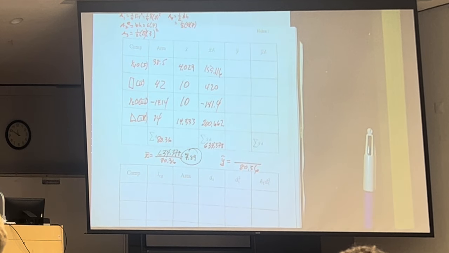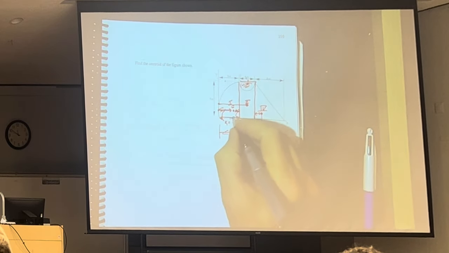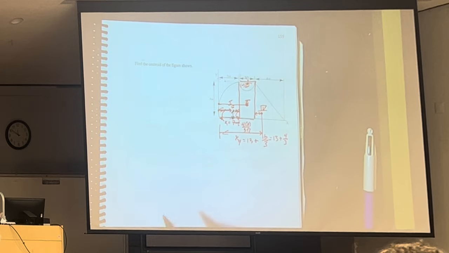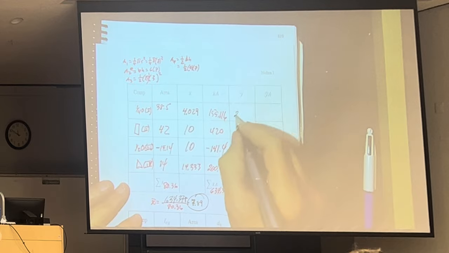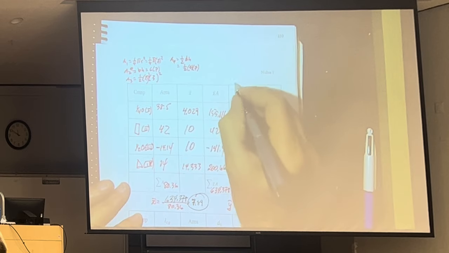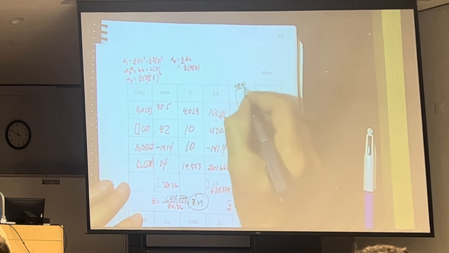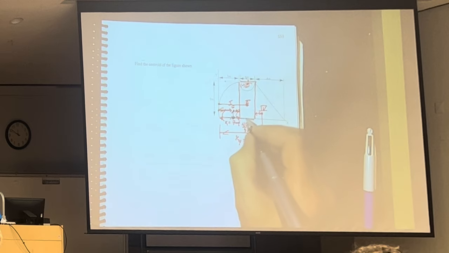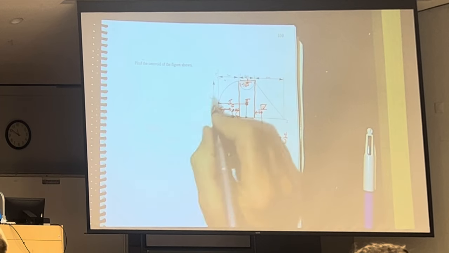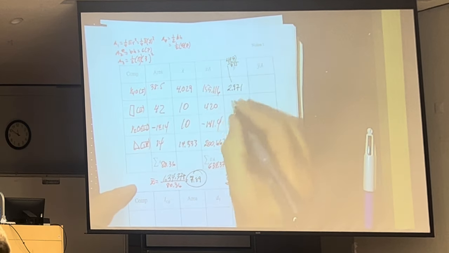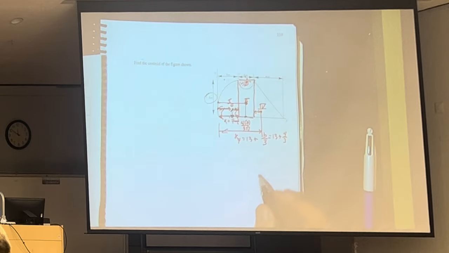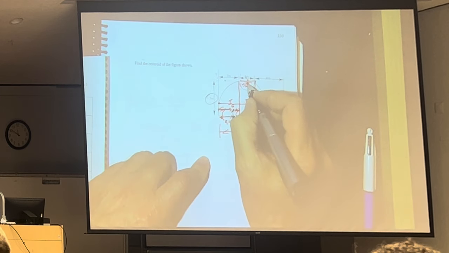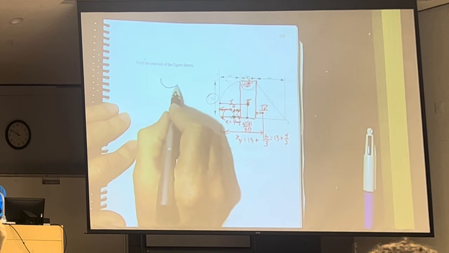What about my y bars? Well, I need to go from the x-axis up. Well, that's just 4r over 3 pi. So this is going to be 2.971. How did I get that? 4 times 7, which is r, over 3 pi. What about this? I'm going to go from the x-axis up to the center. Well, that's half of 7, which is 3.5. I'm going to go from here to the quarter circle. Now, I'm going to emphasize this a little bit.